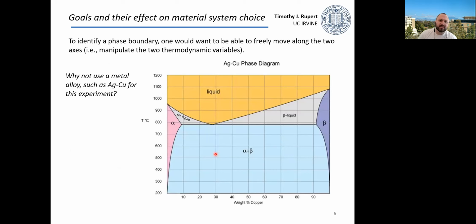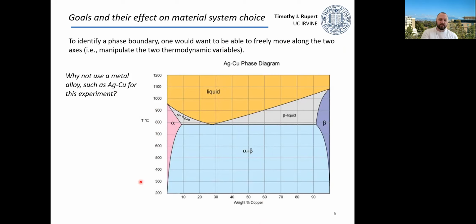Should we just pick something simple like a metal alloy? I chose, just as an example, silver copper. And this is the phase diagram for that material. So on one side, this is a silver rich phase. On the other side, this is a copper rich phase. You could have a liquid at high enough temperatures, and then you could have mixtures of those two. Now, there's nothing wrong with this.